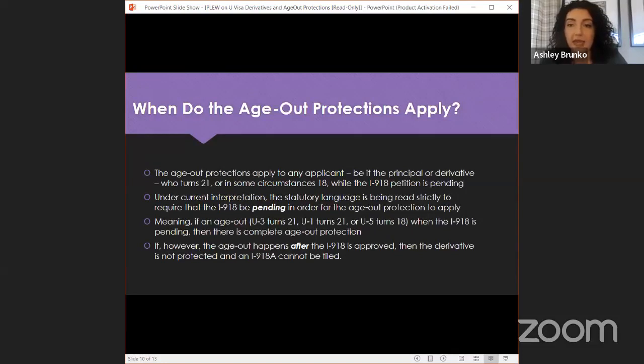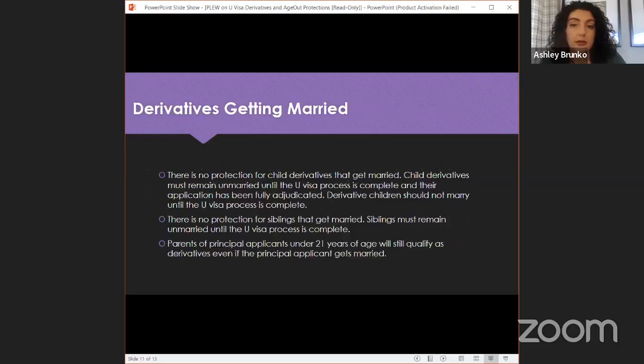So when do the age out protections apply? Under current interpretation, the statutory language is being read quite strictly to require that the I-918 be pending in order for the age out protection to apply. This means that if an age out occurs, so a U3 turns 21, a U1 turns 21, or a U5 turns 18, when the I-918 is pending, they have complete age out protection. However, if the age out happens after the I-918 is approved, then the derivative is not protected and will go by their current age.